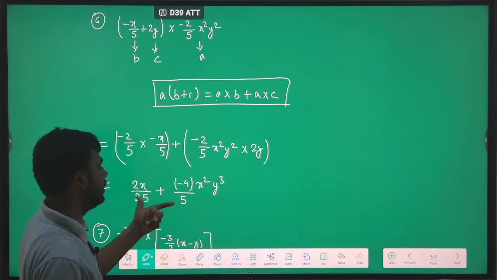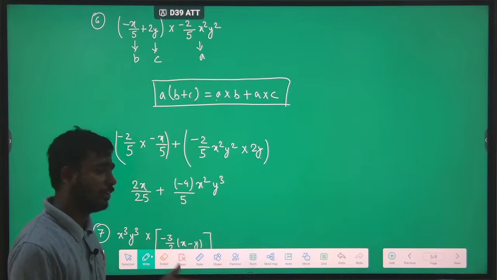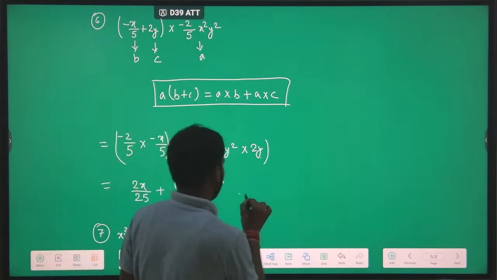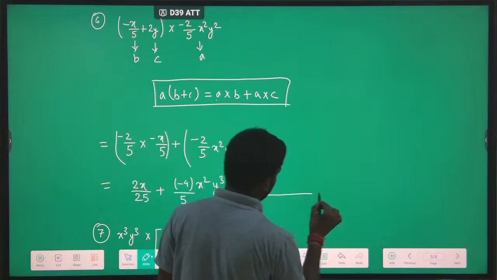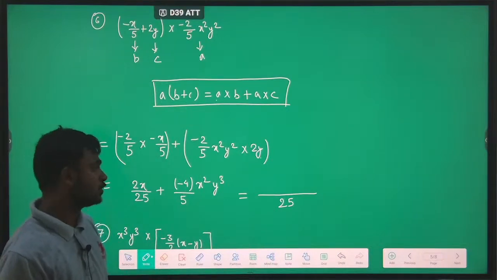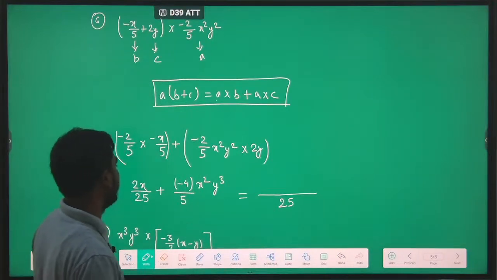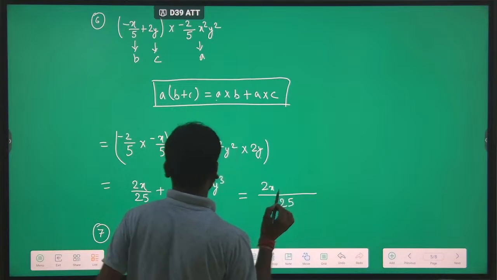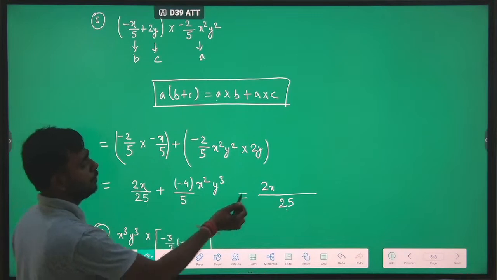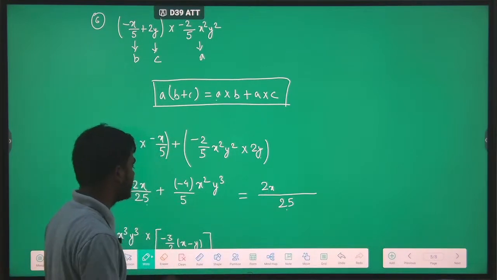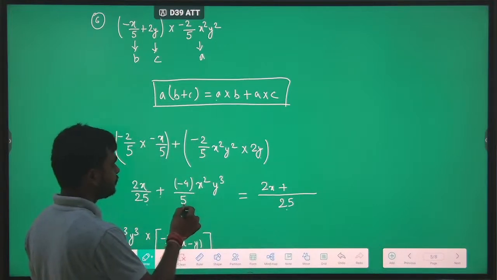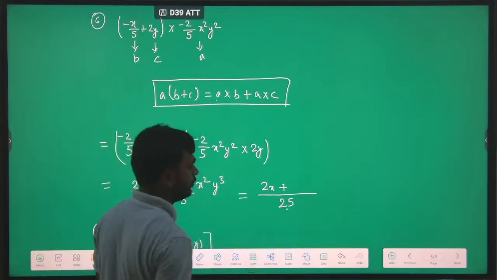Now we are getting 25 and 5 in the denominator. What will we do? We will take the LCM. So what will be the LCM? The LCM of 25 and 5 is 25. So what will we get? We will get 2x, because 25 multiplied with 1 is 25. So this 2x will be multiplied with 1. We will get 2x. The symbol in between is addition, plus 5 when multiplied with 5 is 25.